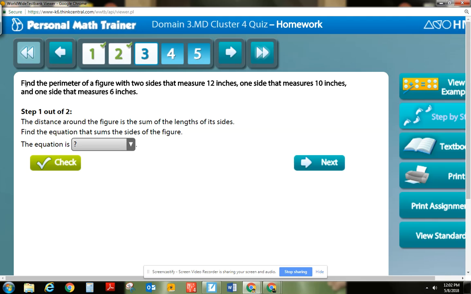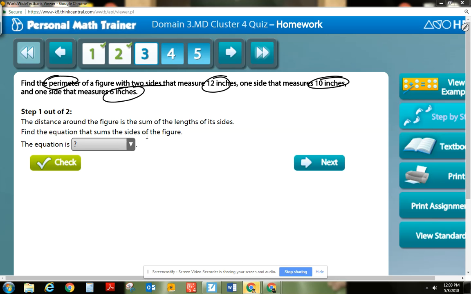So question number 3 says, find the perimeter of a figure with 2 sides that measure 12 inches. This definitely throws us off. The 2 sides that measure 12, one side that measures 10 inches, and one side that measures 6 inches. So I have a figure. It's got 4 different sides, 1, 2, 3, 4 sides, and I have those measurements.